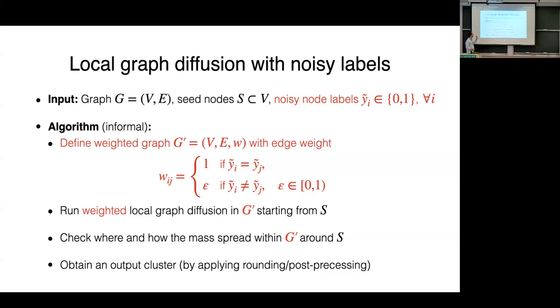One caveat here is that this is, of course, an informal way of describing this algorithm, but this is all local. It does not require for you to first obtain all noisy labels, reweight all edges, and then run the local graph clustering algorithm. This could still be done, say, online. As we execute local graph clustering, those edge weights could be determined, and then local diffusion can just be executed.